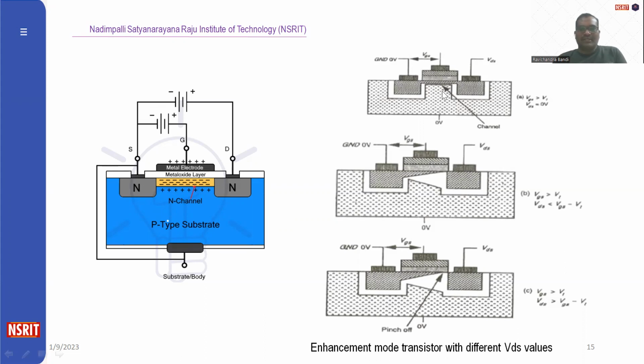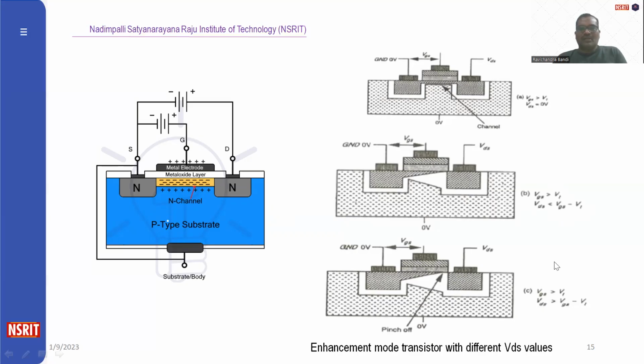These are the different regions of operation. When VGS is greater than VT and VDS is 0 volts, the channel is formed between the source and drain. When VGS is greater than VT and VDS is less than VGS minus VT, the channel is starting to pinch off. When VGS is greater than VT and VDS is greater than VGS minus VT, the channel is already pinched off.